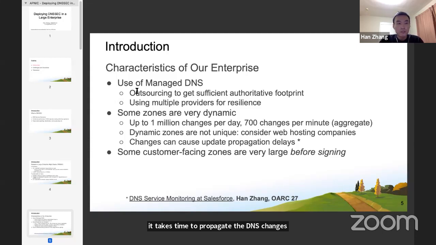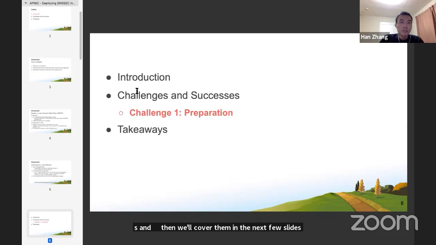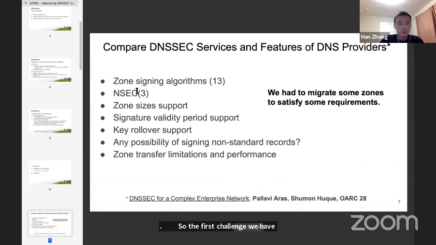Another feature of our zones is that our customer-facing zones are very, very large, even before we applied DNSSEC. These two features introduce some challenges, and I will cover them in the next few slides. The first challenge we had is about the preparation, even before we started deploying DNSSEC. As I mentioned earlier, we use third-party DNS providers for our DNS service. So the first question we had is which DNS provider we should use.